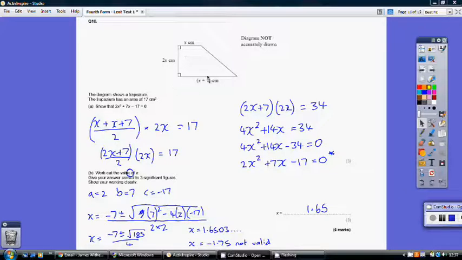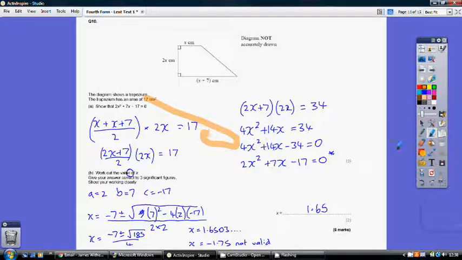So how do you work out the area of a trapezium? You average the parallel sides and multiply that by the distance between the parallel sides. So we've got to average our x and our x plus 7. To average those, we add them together and divide by 2. And then we're going to multiply by this distance here, the 2x, and that gives us an area of 17. Too many of you are not reading the question. Lots of you were not bringing that 17 into the question. Okay, so it equals 17.